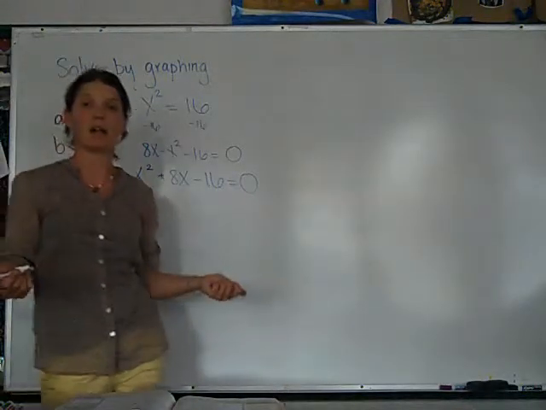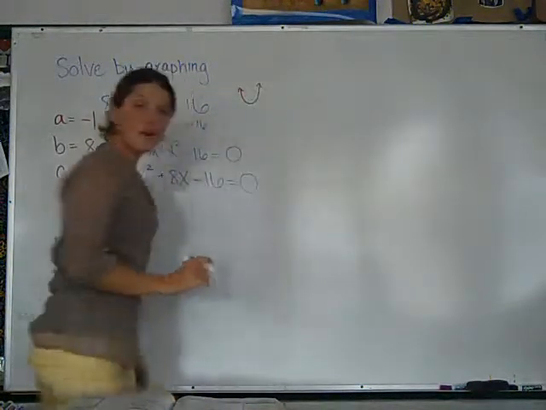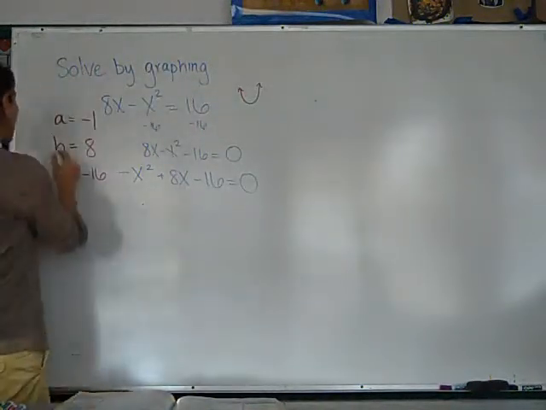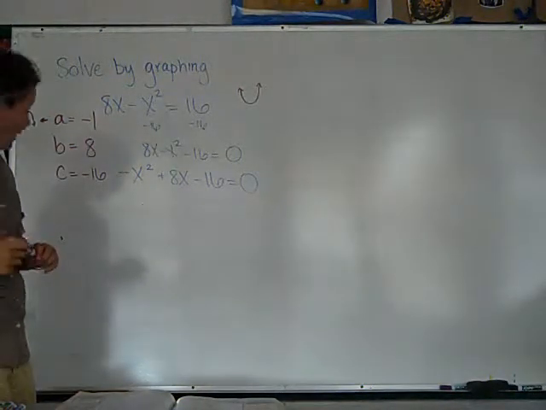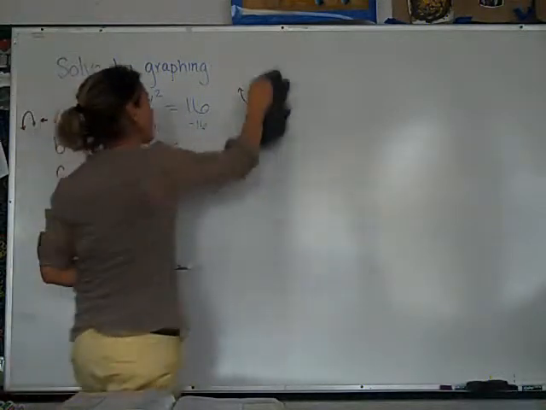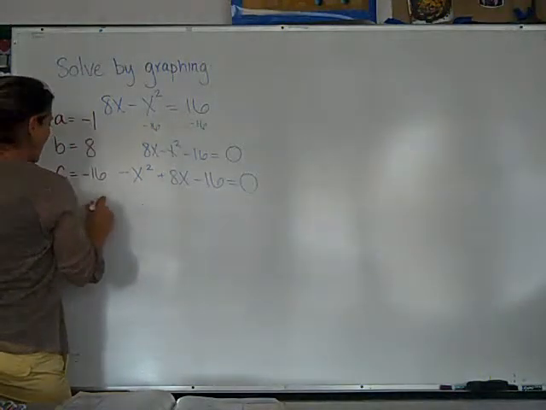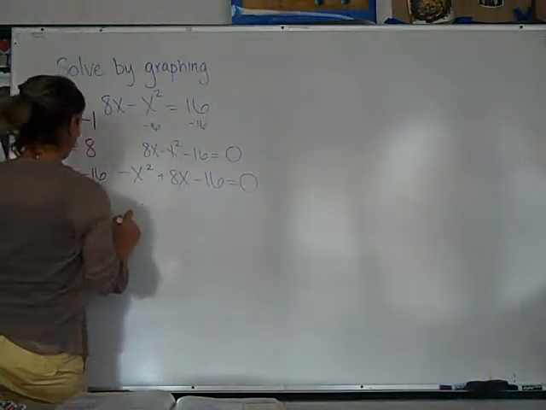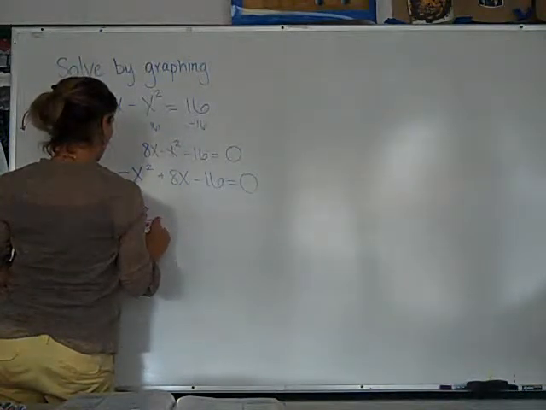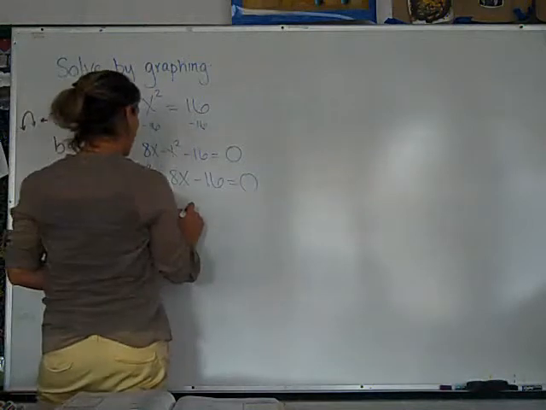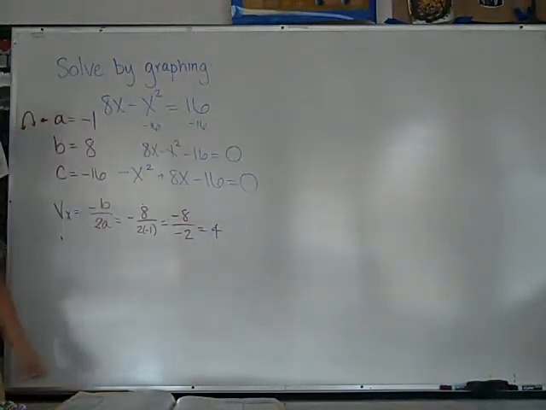Now last time our a was a positive value, and our graph went like this. Okay, so this time our a is a negative value, which indicates that our graph is going to go upside down. Okay? The other thing we want to find is that vertex x. So again, my vertex x is going to be negative b over 2a, which gives me negative 8 over 2 times negative 1. Which gives me negative 8 over negative 2, which is equal to 4. So this time my vertex x is going to be 4.